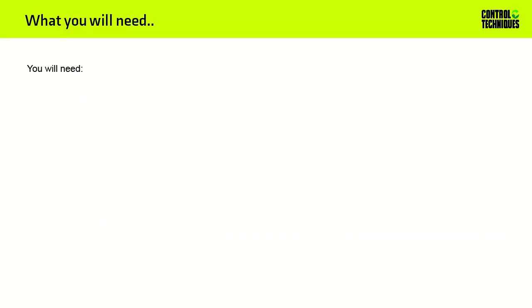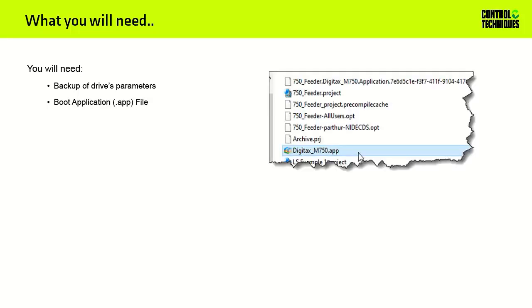What you will need to restore a drive that had used an onboard user program is, first of all, a backup of the drive's parameters. You can do that using either Connect software or a smart card or an SD card, but you'll need to do that first. Secondly, and most importantly, to restore the onboard user program, you're going to need what's called a boot application file. I've highlighted one of those files here in this graphic. Those files have an extension of .app.